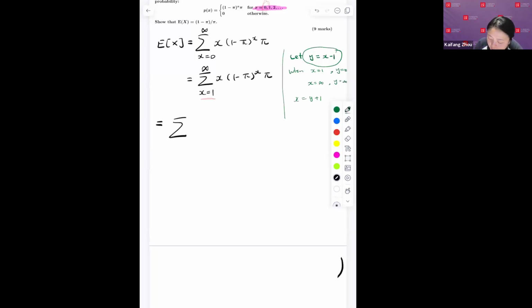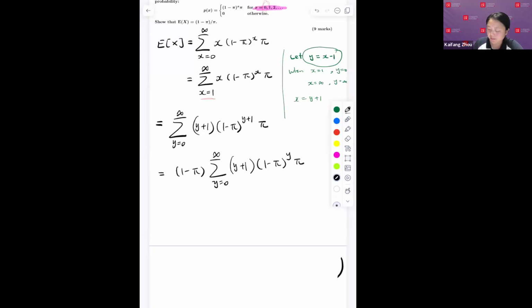Okay, so now we rewrite the summation. We're going to replace x with y, so x equals y plus 1. This means that y will start from 0 all the way to infinity, of (y plus 1) times (1 minus pi) to the power of (y plus 1) times pi. Then the next step, I will take out the constant 1 minus pi, and then sum from y equals 0 to infinity, (y plus 1) times (1 minus pi) to the power of y times pi.